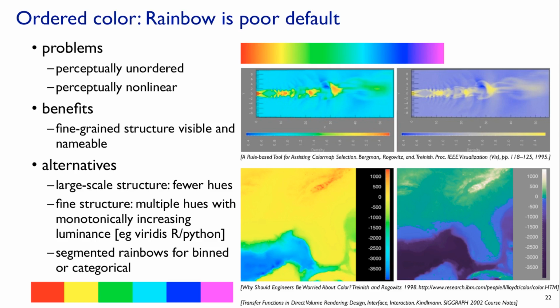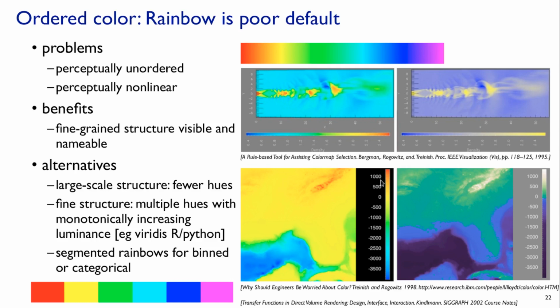As an alternative to the rainbow scale, you can use color schemes that have large-scale structure and they use fewer hues. For example, this one over here, where it primarily varies in luminance. It also varies in hue, but the primary thing that your eye picks up on is the variation in luminance. And this is more perceptually linear. So in a way, this is a more accurate portrayal of the data at hand.